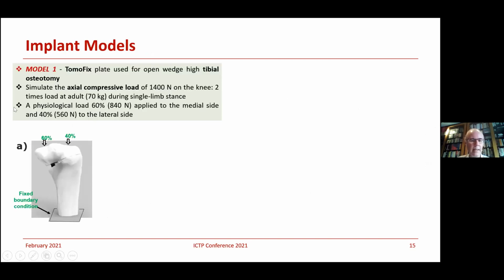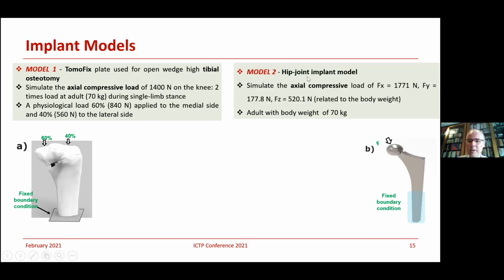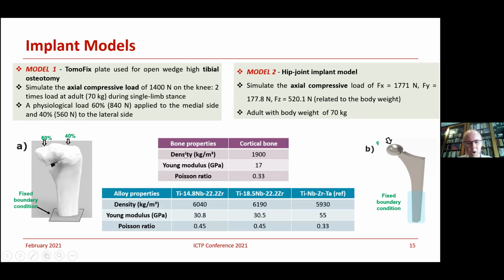So you have usually a bone and try to see if you fix a plate on this bone, what is the effect of that? As well, you have this model for the hip joint implant, where you look at how the response of those systems is with regard to the elastic properties of the bones, as well as the alloy properties that you have figured out together with the reference one that is usually commercial nowadays. So just to give you an idea about the effect of that.